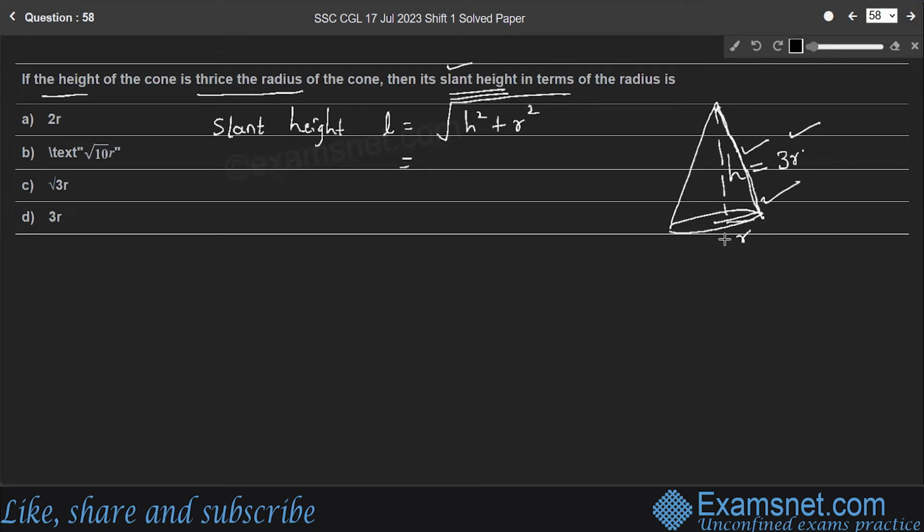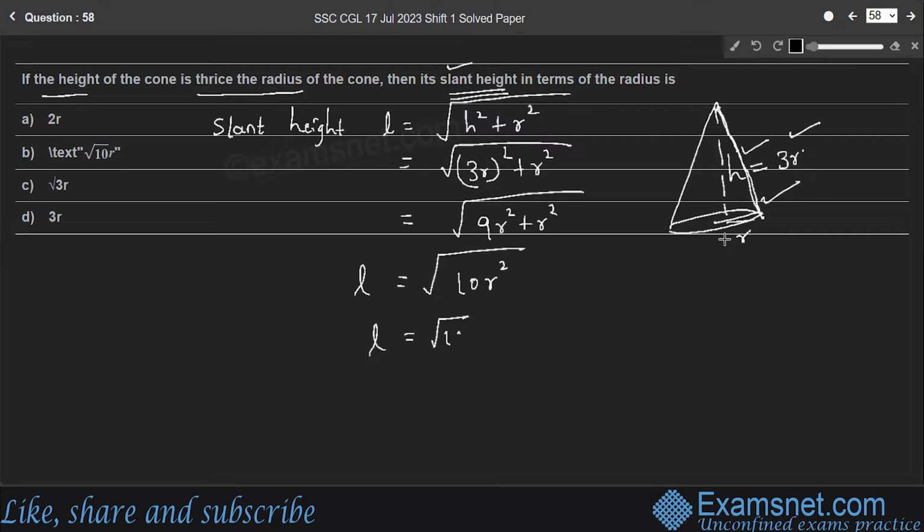but height is 3 times r. Therefore, we can write 3r the whole square plus r square, which is root of 9r square plus r square, which is root 10r square. Right? So slant height is equal to root of 10 into r. Right? So r is taken out of the root. So root of 10 into r. Therefore, look at the options. So option B is the right answer. Root 10 into r.